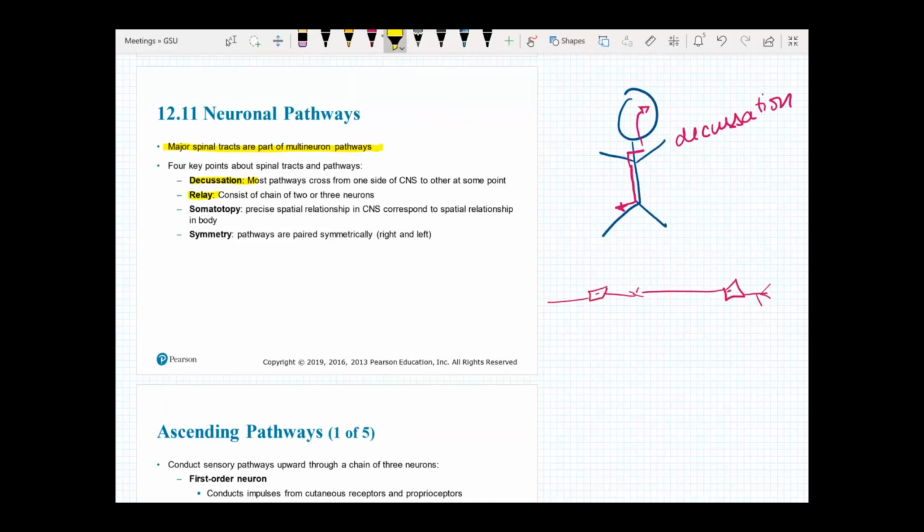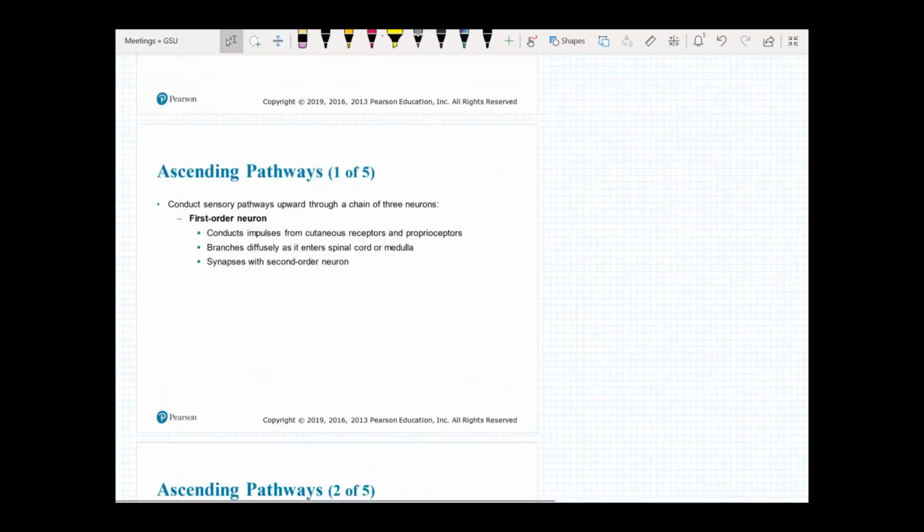Somatotopy is where it's the precise relationship between the CNS spatial relationship to the body. So your brain and your spinal cord know exactly what part of the body is being impacted when it relates that information and processes it. It's not assuming it's somewhere. It knows the specific exact spatial relationship for where whatever information or whatever motor output needs to occur. And symmetry. There is usually going to be a right and a left pathway for all of the ones we're going to talk about.